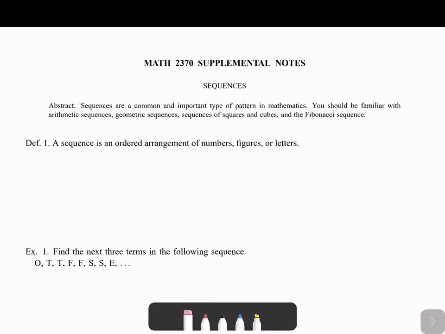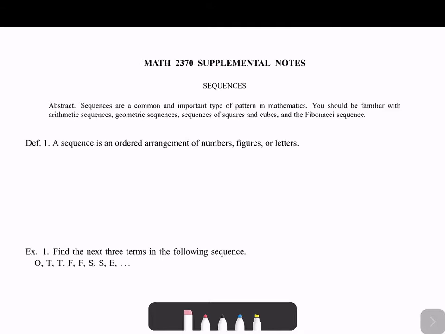Hi, everyone. So today we are going to cover sequences. These are not covered formally in the textbook, but they are important in mathematics. And so we're going to cover them through these supplemental notes. Since they are not in the textbook, there was not anything for you to read before you came and watched this video today.